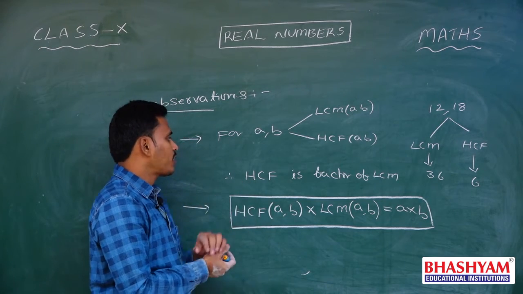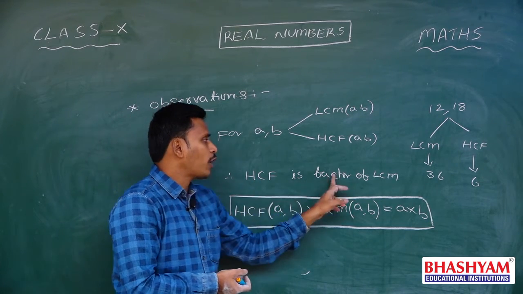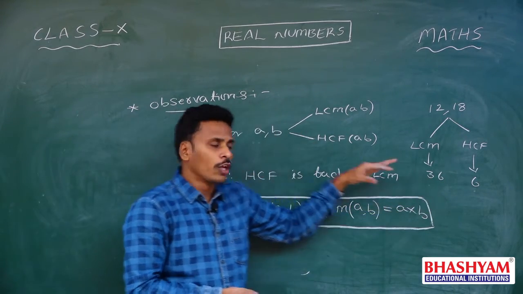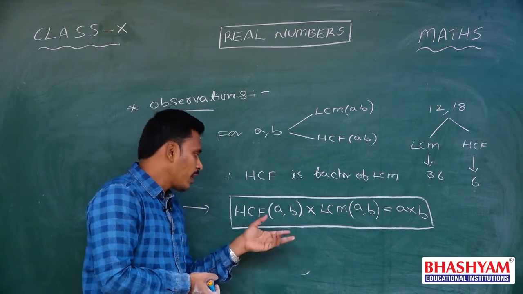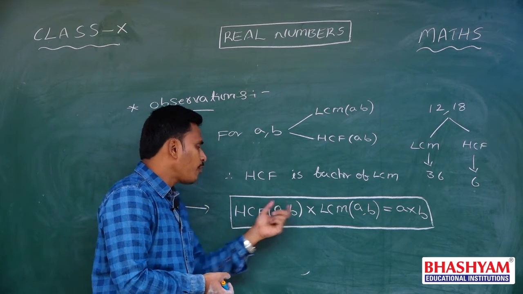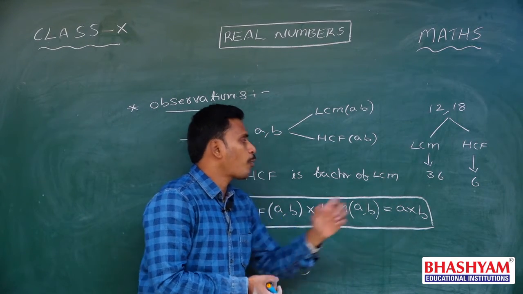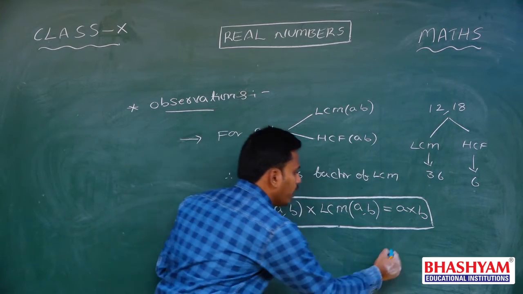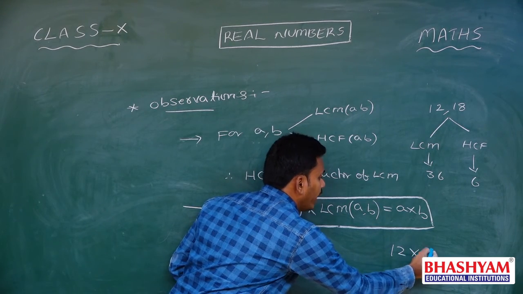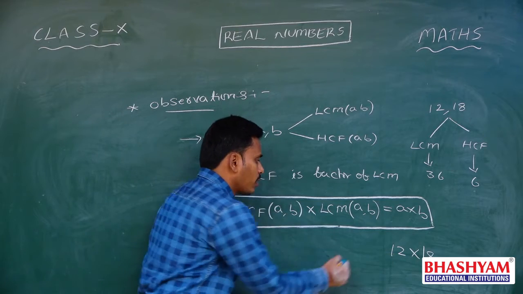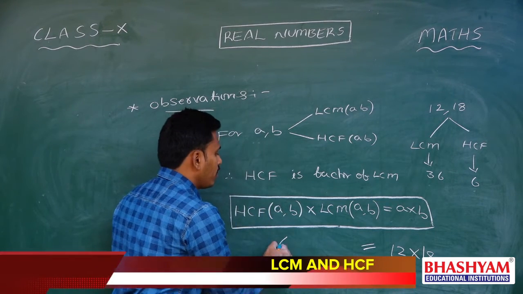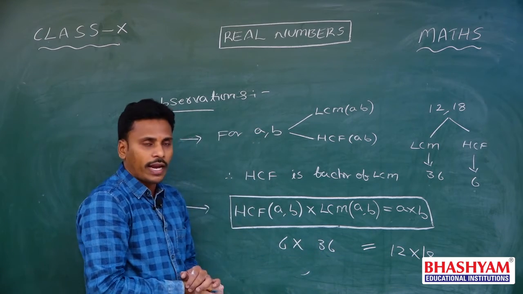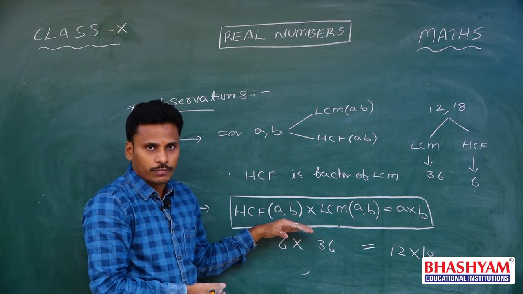Now think about the first observation. HCF is a factor of LCM. Is it right? Absolutely. 6 is a factor of LCM. The first statement is correct. Now think about the second statement. HCF into LCM is equal to the product of the numbers. That is, the multiplication of 12 and 18. 12 into 18, the product of the numbers, is equal to the HCF 6 into 36. These both are equal, right? And this is the second identification.